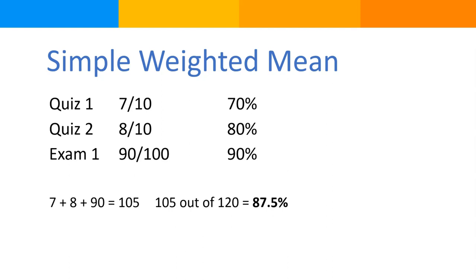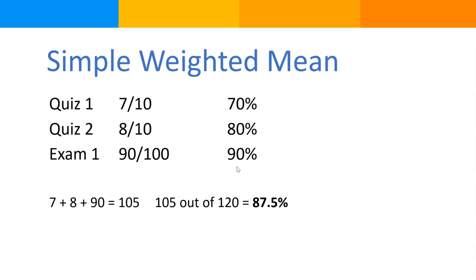In the As You Learn gradebook, setup is everything. In this video, I want to go over simple weighted mean of grades. In this example, a student has scored 7 out of 10, 8 out of 10, and 90 out of 100. And these are the corresponding percentages for those individual items.